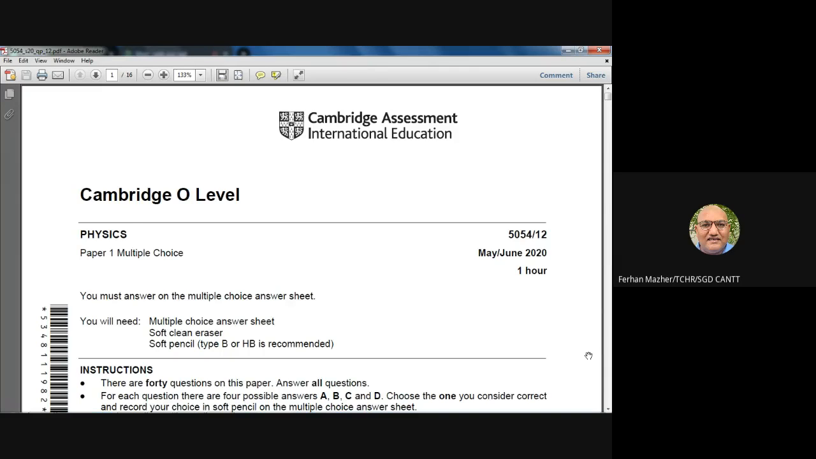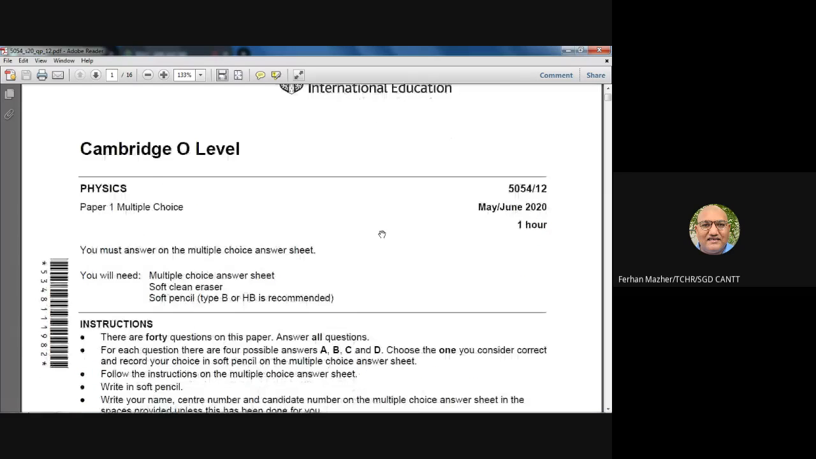It's O levels physics. Today we have set our heart on solving the May-June 2020 1-2 paper. It's an MCQ paper. We call it paper 1. This is zone 2. Okay, let's start this paper.